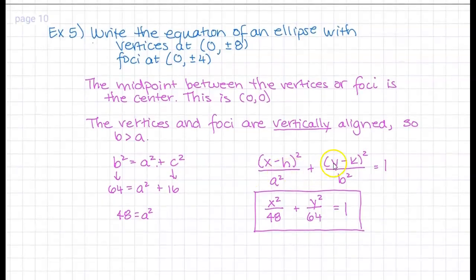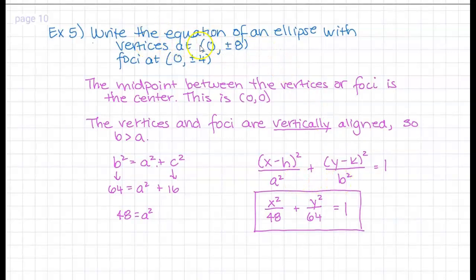The big thing though, I'm just going to jump right here. Look at this equation, the standard form. You need to find the center and you need to find a and b. Once you know those things, then you can just plug them in. So this is what we're going for: finding the center h and k and then finding the values of a and b.